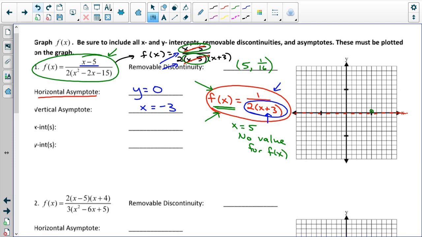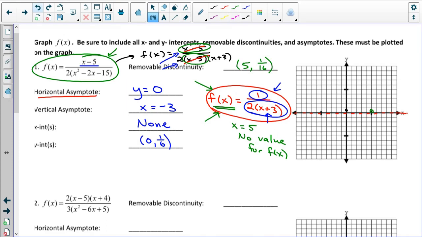X-intercepts, that's any value that makes only the numerator equal to 0. In my reduced function, there's nothing that makes the numerator equal to 0, so I have no x-intercepts. Y-intercepts are what happens when I substitute 0 in for x. When I substitute 0 in for x, I get 1/6. So I'm going to get 0 comma 1/6, and that is a filled in circle.